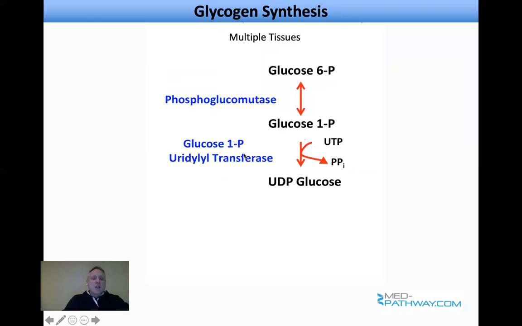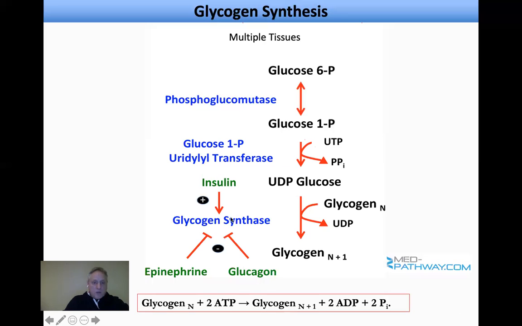And then what we see is this glucose 1-phosphate uridyl transferase actually uses the energy of UTP to activate the sugar. So whenever you activate molecules, you typically get to hydrolyze some high energy bond. And so we release inorganic pyrophosphate. And then what happens is that the UDP glucose can be added on to a growing glycogen chain.